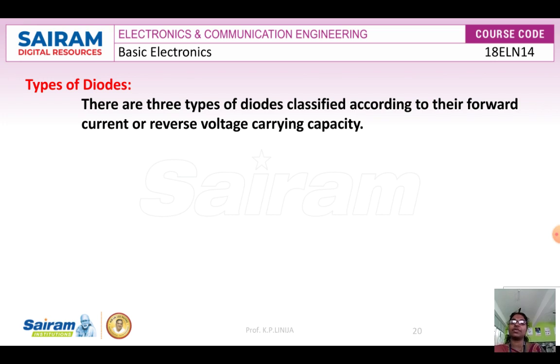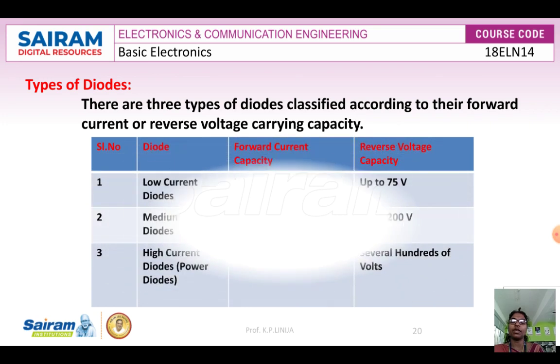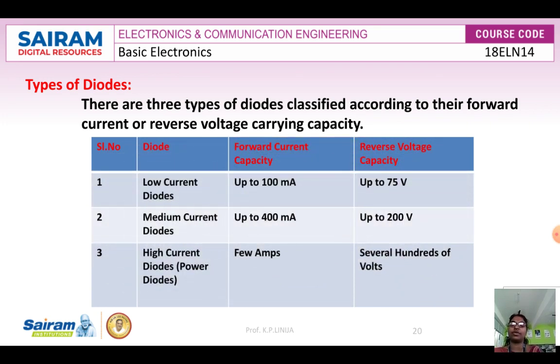Next we are going to see the types of diodes. Types of diodes are classified according to their forward current or reverse voltage carrying capacity. Here the diodes are classified into three types: low current diodes, medium current diodes, and high current diodes. High current diodes we also call power diodes.